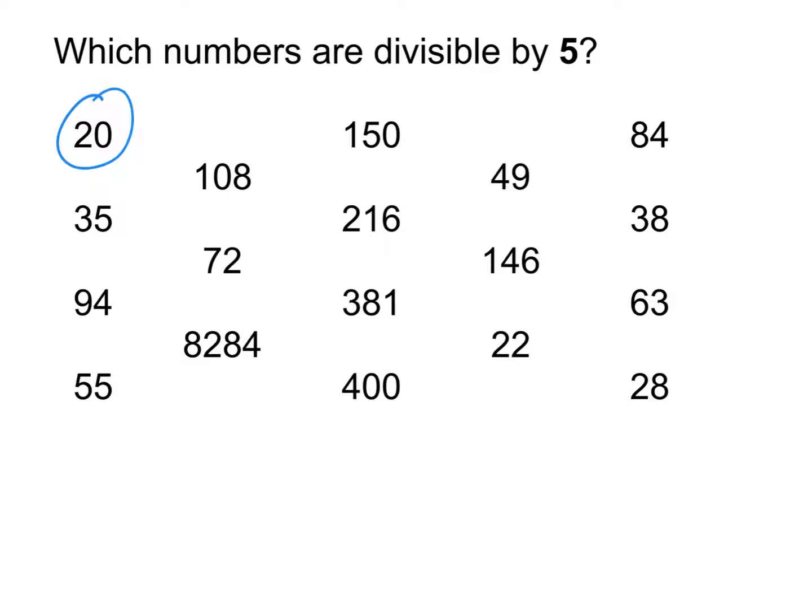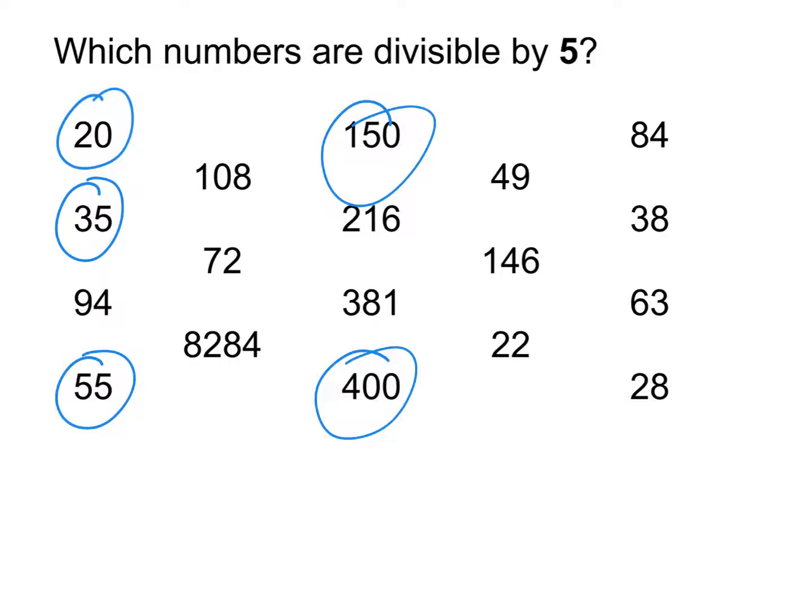35. Is that divisible by 5? Yes. What is it about that that tells you? It ends in a 5. So the rule is any number that ends in 0 or 5 is divisible by 5. So 55, 150, 400 are all of them that can be divided by 5. None of the others can, because if it does not end in a 5 or a 0, it is not divisible by 5.